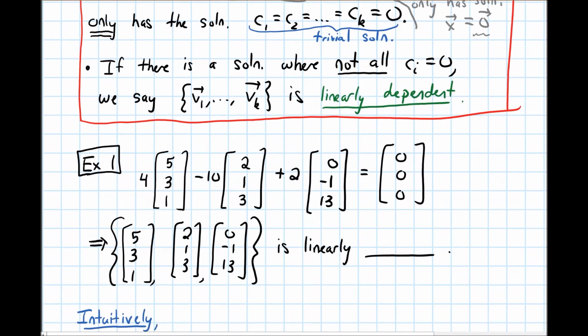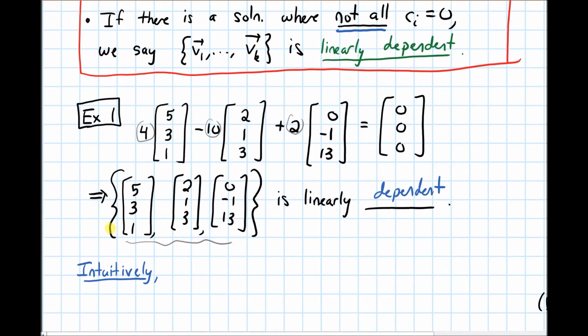So here's the example. Notice that if you take 4 times the vector (5, 3, 1), minus 10 times the vector (2, 1, 3), plus 2 times the vector (0, -1, 13), if you just check this computation, we end up getting (0, 0, 0). Because there is a linear combination of these 3 vectors that equals 0, and it's not just the trivial one, where each of these weights is 0, what does that mean? Does it mean the vectors are independent or dependent? Pause the video for about 20 seconds and think about that. Dependent or independent? This means that they are linearly dependent, because there is a solution where not all of the ci's equal 0.